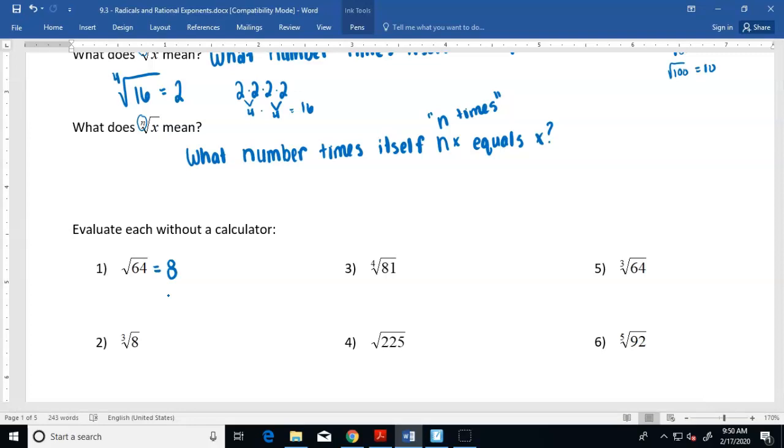Okay, Gabe. The second one, the cube root of 8. It would be 2, because 2 times 2 times 2 is going to equal 8. So 2 to the third power equals 8. So the cube root of 8 is 2. Because this asks me what number times itself 3 times is going to give me 8. Now, if it was the square root of 8, we don't know the square root of 8 without a calculator. But the cube root of 8 is 2.